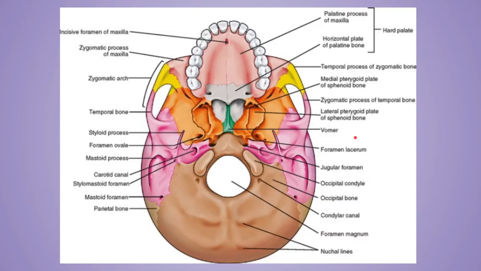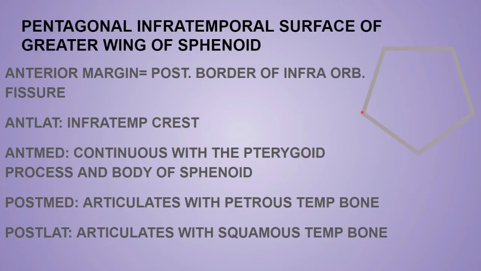Now just look at this diagram. This over here is the petrous temporal bone. This pink part is the temporal bone, and this is the petrous temporal bone. So between the petrous temporal bone and the posteromedial margin of the pentagonal infratemporal surface of the greater wing of the sphenoid is the sulcus tubae. Now what is the importance of this? This sulcus tubae lodges the cartilaginous part of the auditory tube.